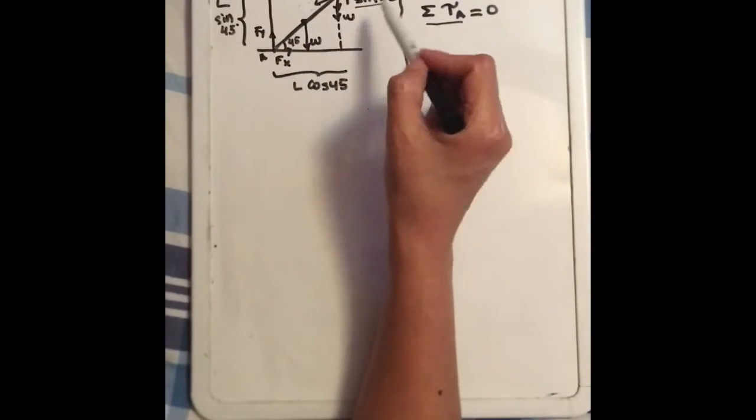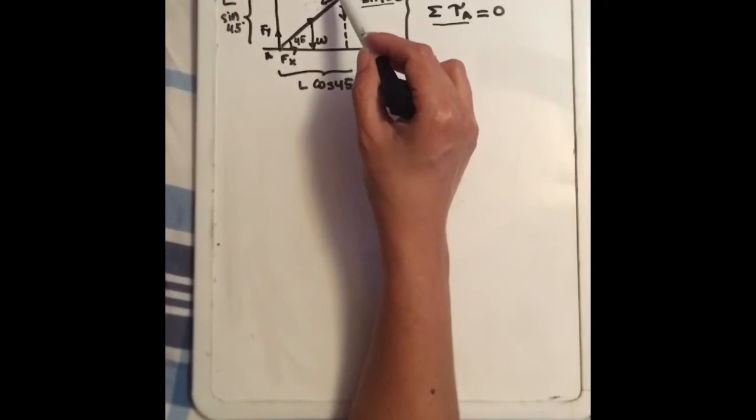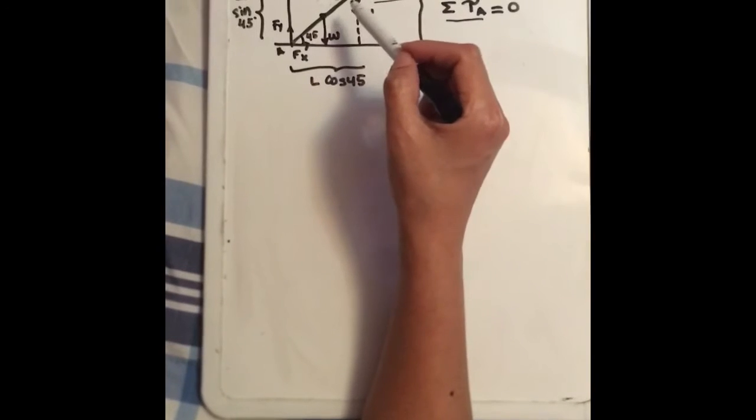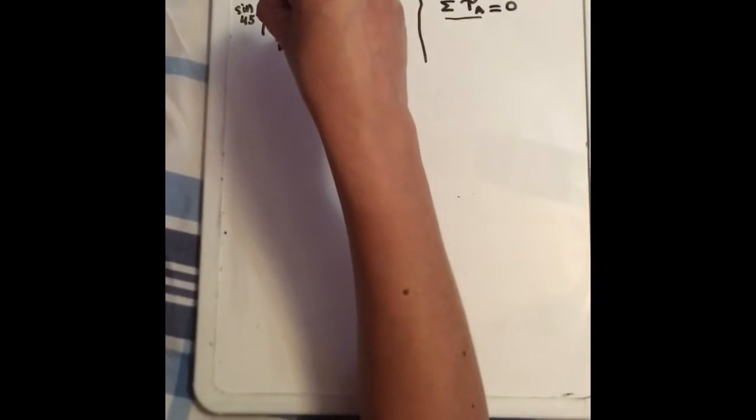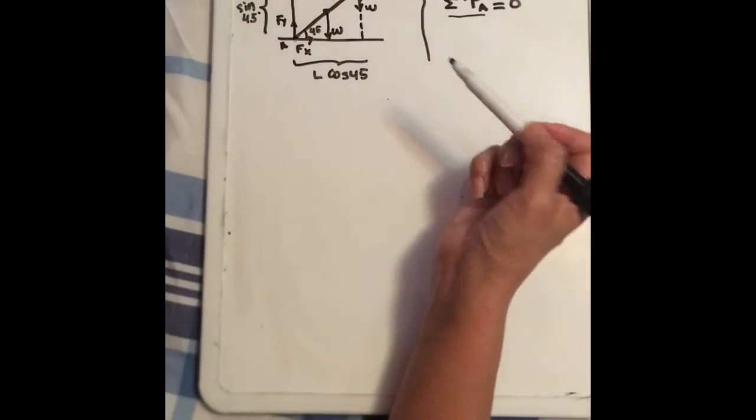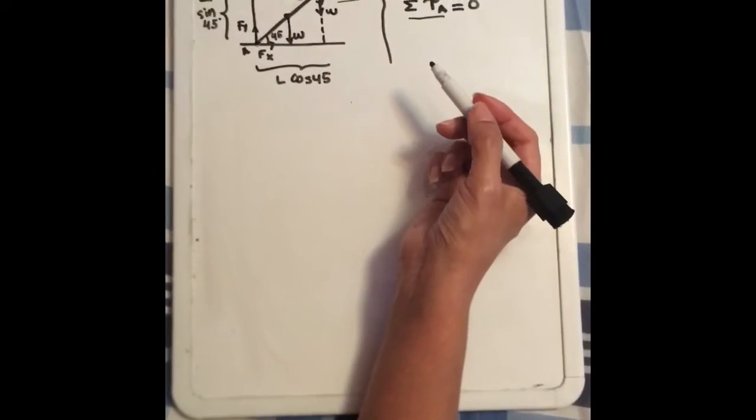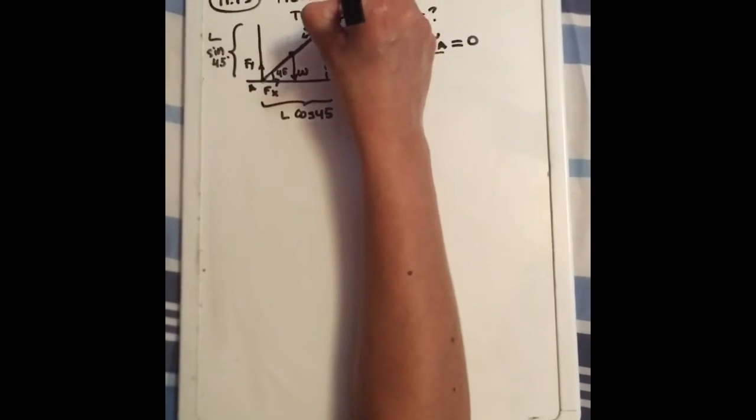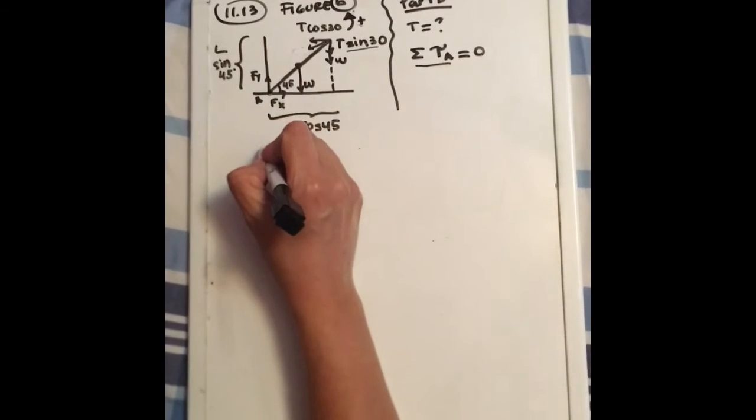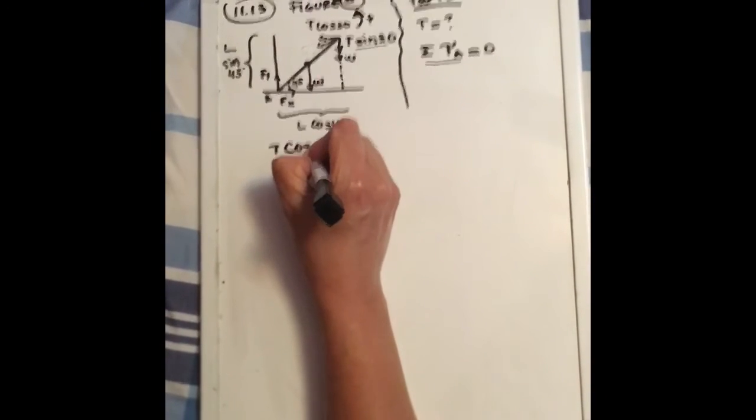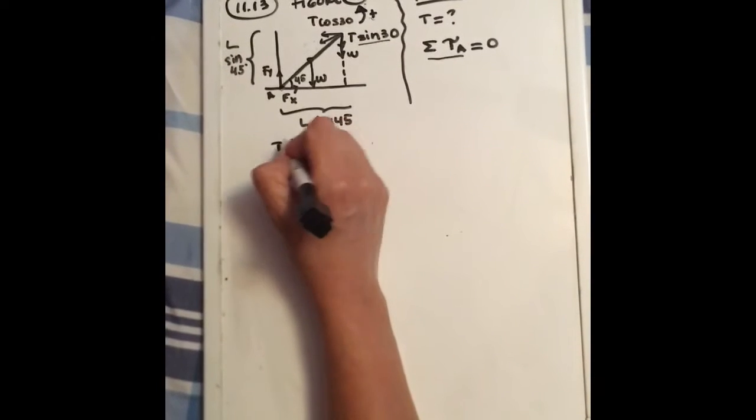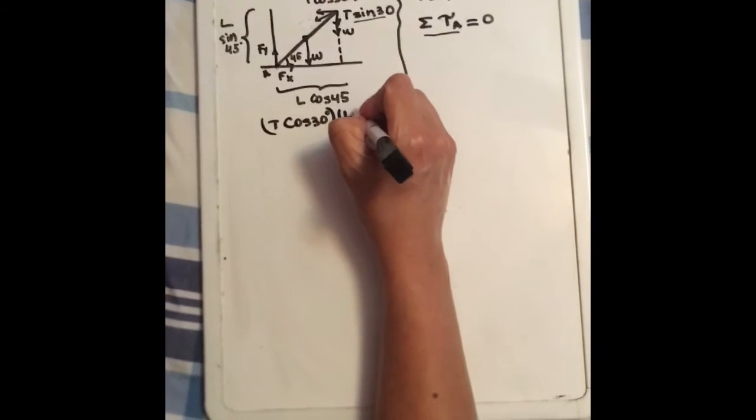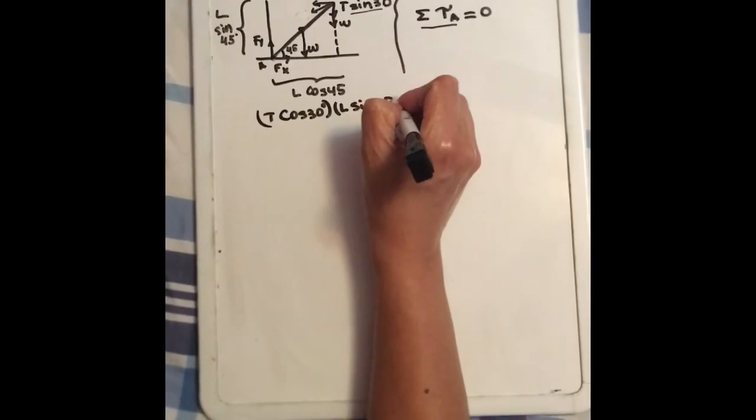Why is it equal to 0? Because the system is in equilibrium. So we have to go torque by torque over here, working with all the torques generated at this hinge A. The first torque will be this, the tension in a positive direction, which is going to be tension cosine of 30 degrees times the distance to the hinge A, which is L sine of 45 degrees.